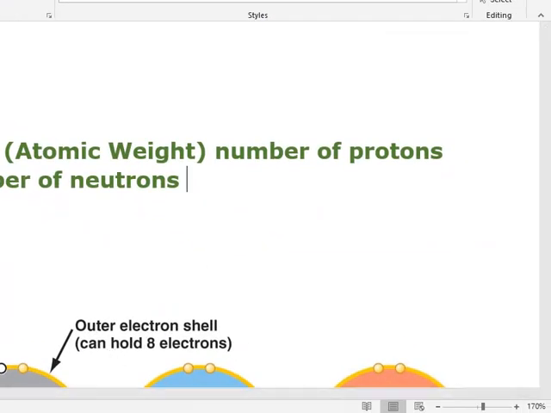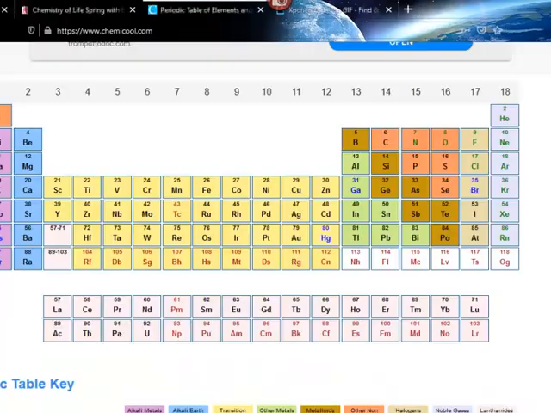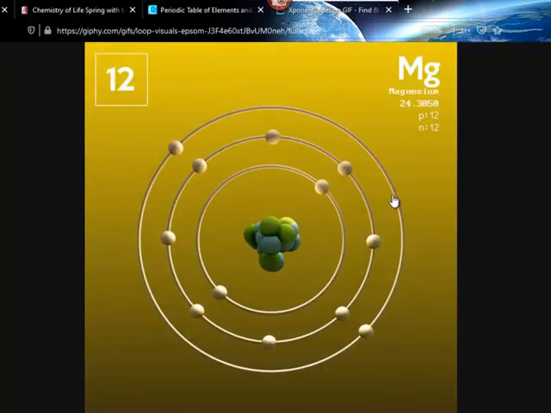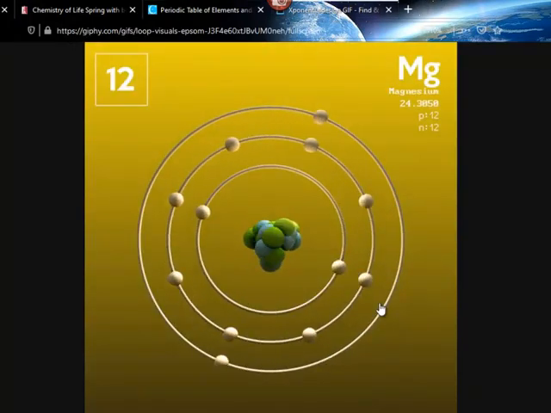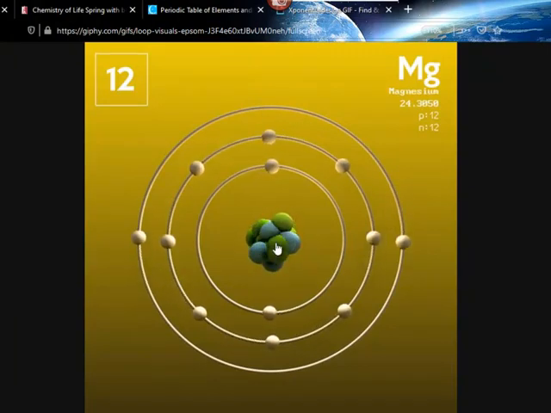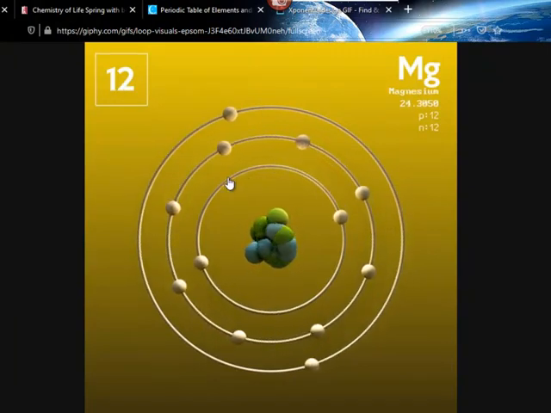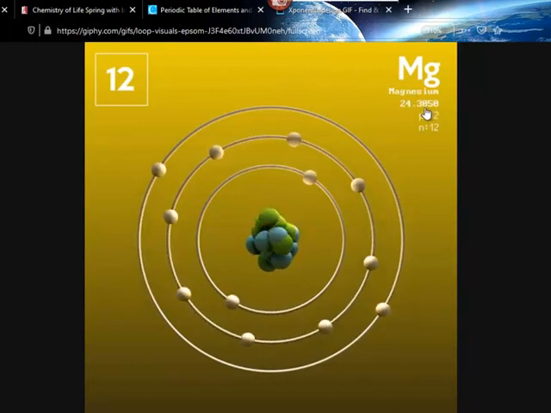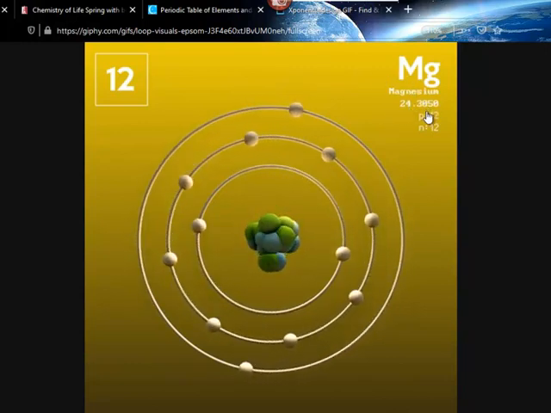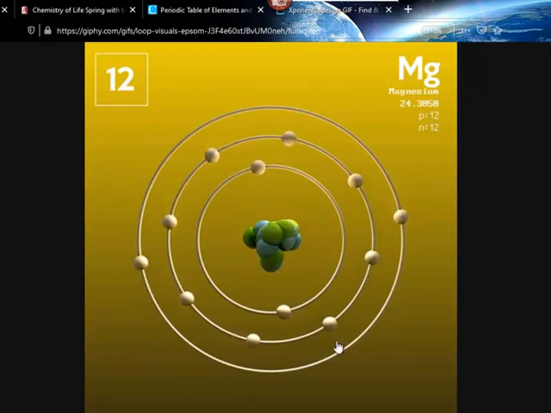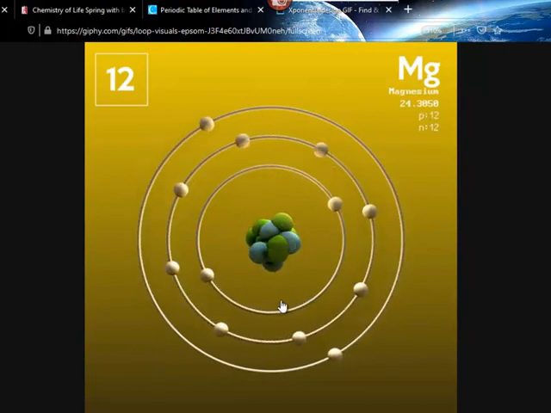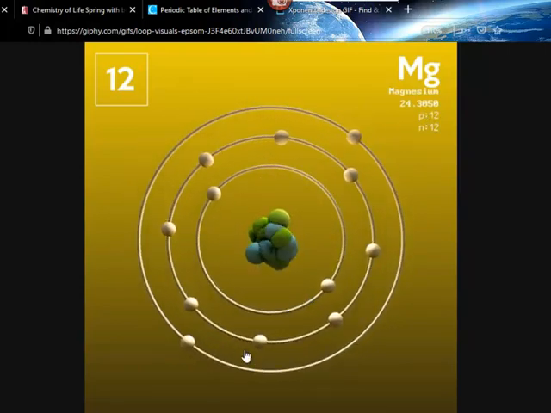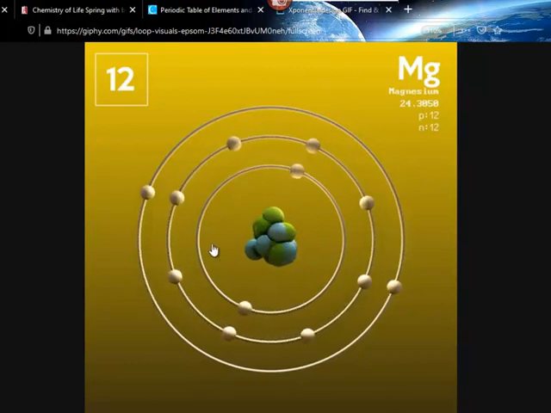So one more thing, I'm going to go back to my browser. Jiffy.com is great, but here's an atom. See, here's the nucleus, and it's magnesium. There's the atomic number, and over here it says 24.3. That seems to be the atomic weight or the mass number. And you can see the electrons are orbiting the nucleus.